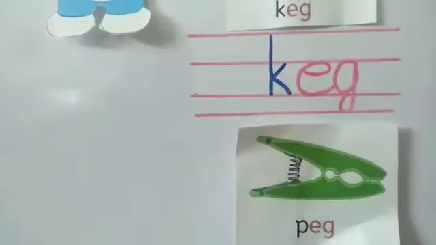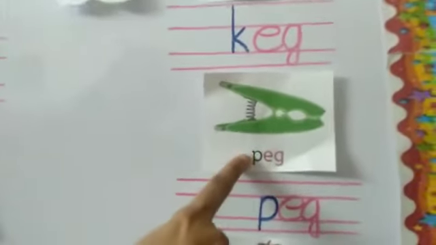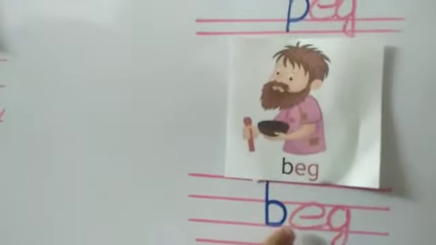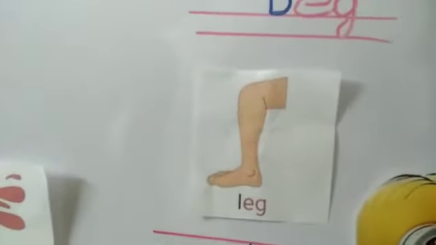Shall we recall again? Keg. K, a, g. Keg. Peg. P, a, g. Peg. Beg, b, a, g, beg. Leg, l, a, g, leg.